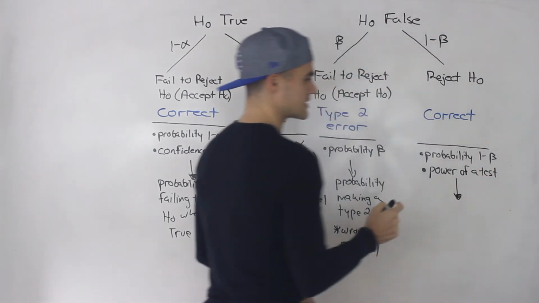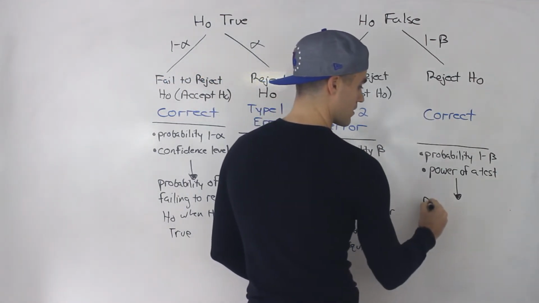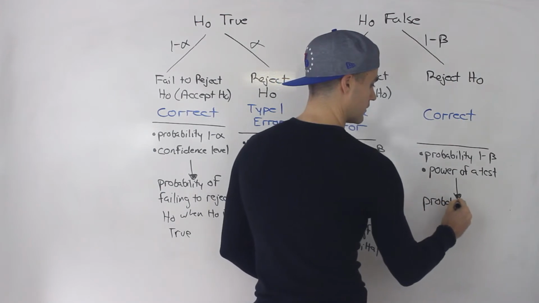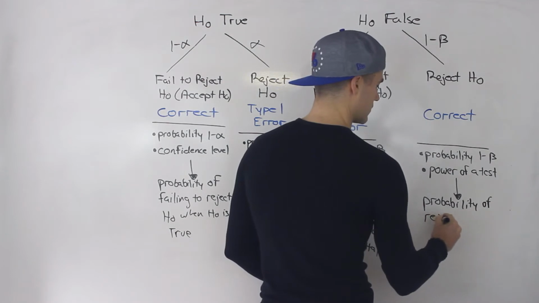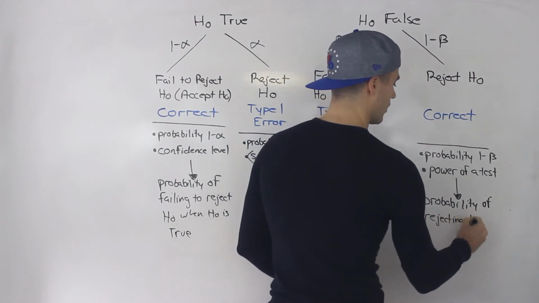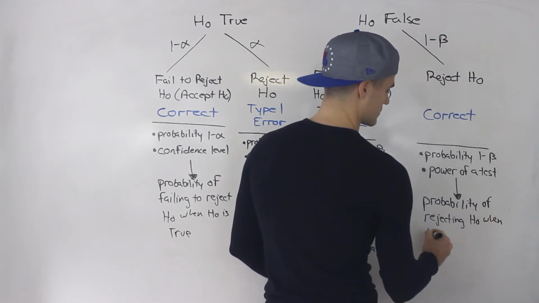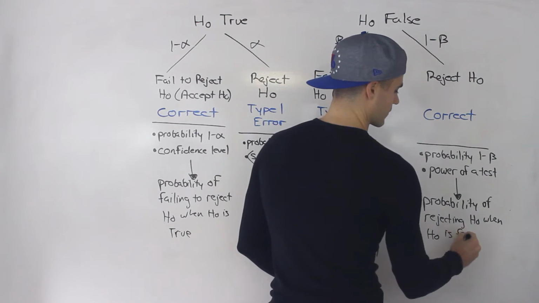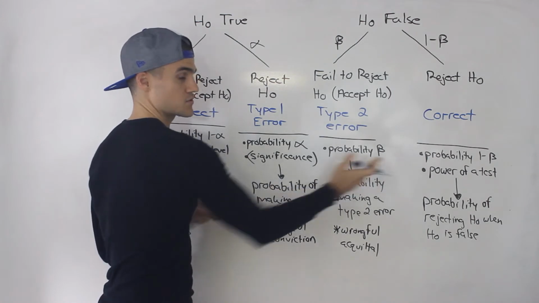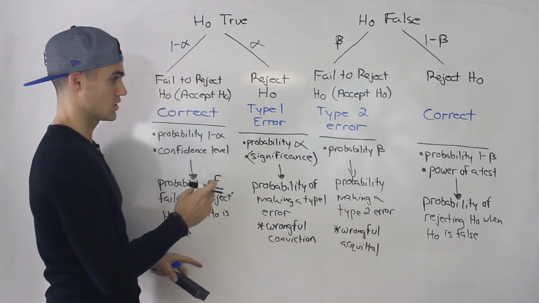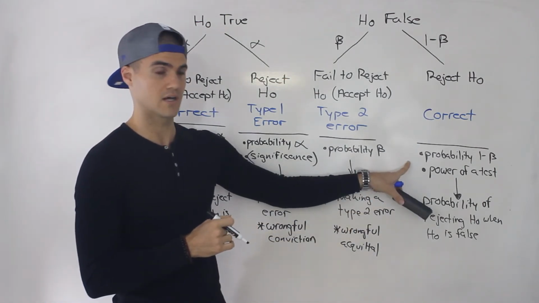So the power of a test, it's the probability, not just of making a correct decision, but more specifically, the probability of rejecting the null when the null is false. Right? So two types of correct decisions we can make. And the probability of each are described differently. This is called the confidence level. This is called the power of a test.